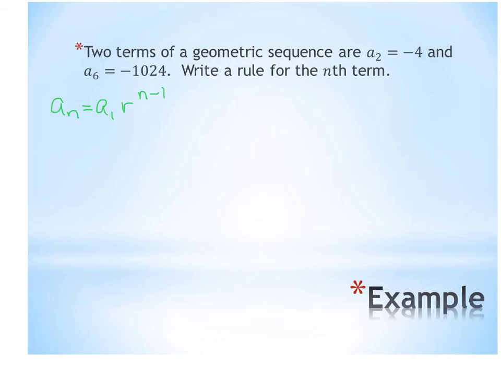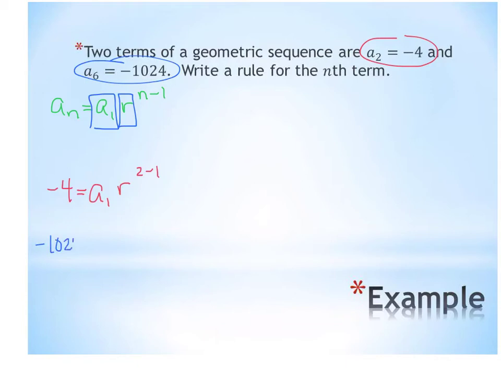Okay, so just like we previously discussed, you write out my rule. To write a rule, I need my first value and my common ratio, of which I have neither, of course. But we're keeping in mind, if I have two unknowns, I must have two equations to solve for those two unknowns. So we're going to write an equation for each term it gives us. So the second term: negative 4 equals a sub 1 r to the 2 minus 1, and then negative 1024 equals a sub 1 r to the 6 minus 1.